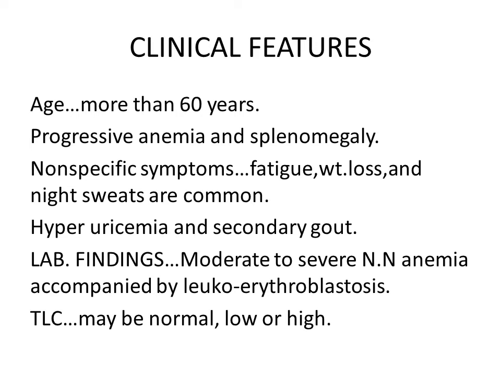In routine CBC, TLC may be normal, low or high. In the earlier stages of the disease, usually this is high, very high, maybe more than 50,000 or 80,000 per microliter, like in CML or other types of leukemia. But in later stages of the disease, this will become low, and then this may be below normal.